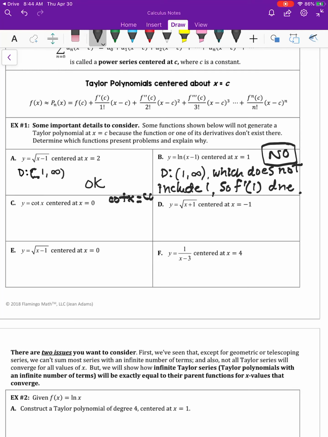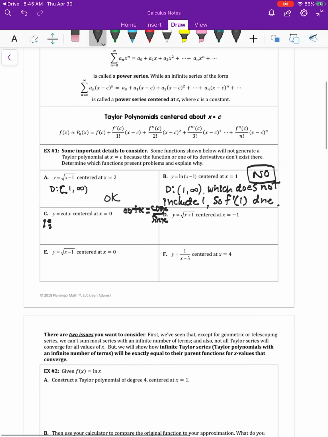The next one, y equals the cotangent of x. Everyone remembers that cotangent x is cosine x over sine x. And so we know that we do not have values for this domain where sine of x is 0. And so sine of x is 0 at x equals 0. So this answer is going to be no.